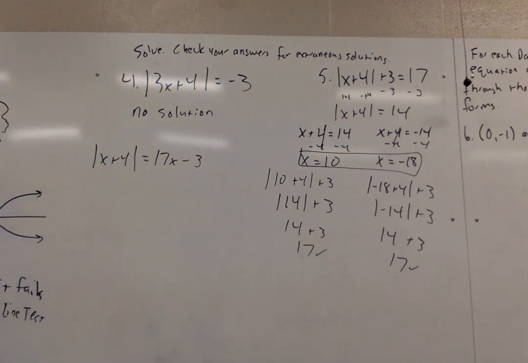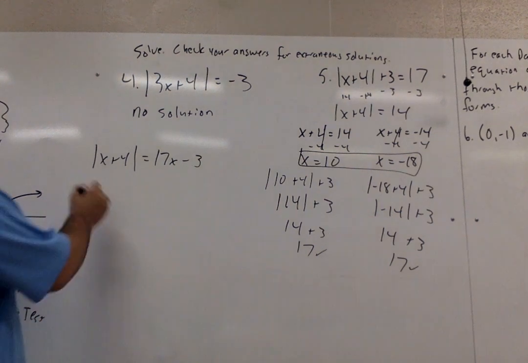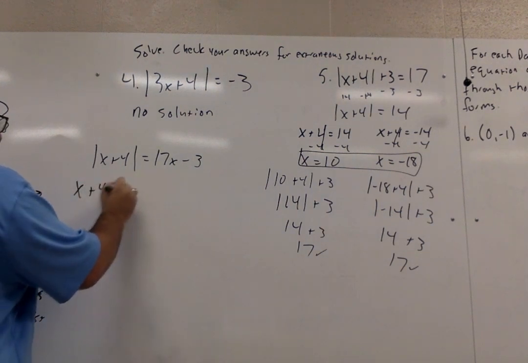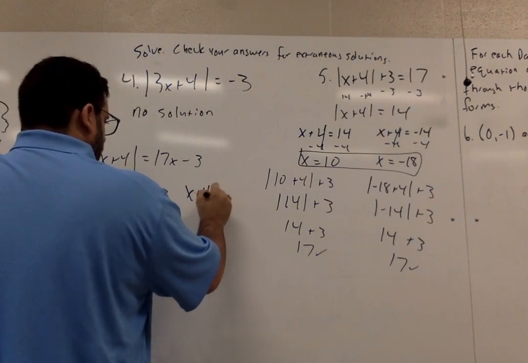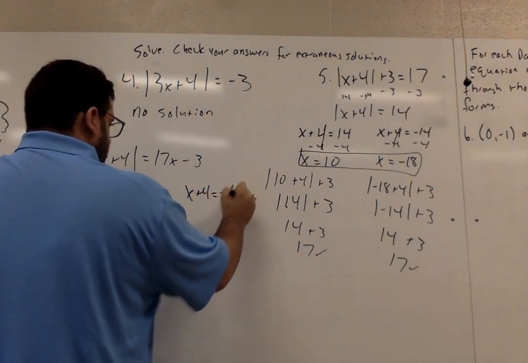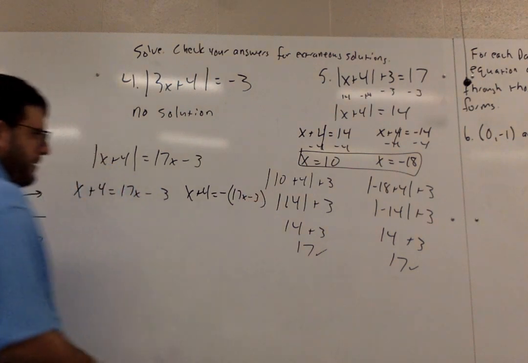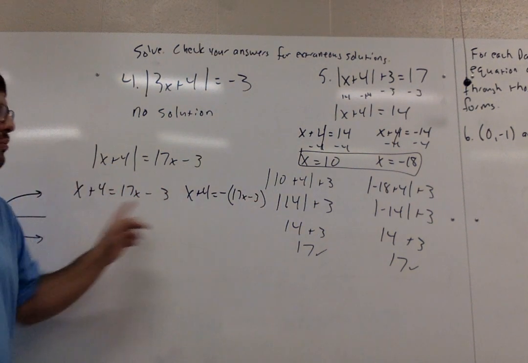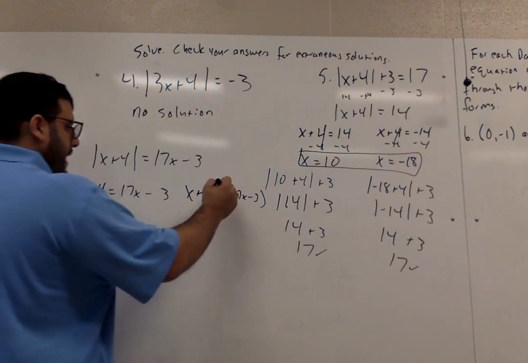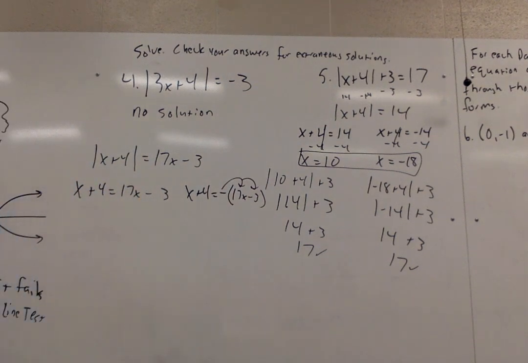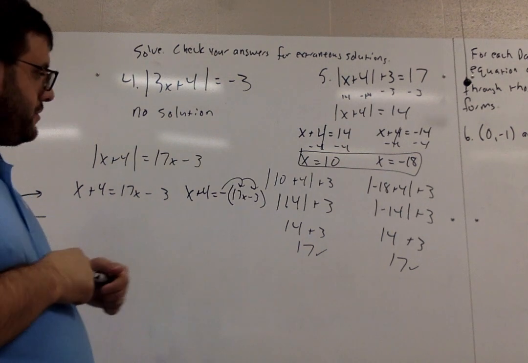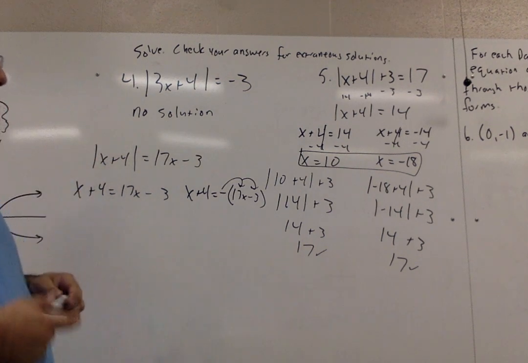Even something like this, you still have to split it up. x plus 4 equals 17x minus 3, and then x plus 4 equals negative, parentheses, 17x minus 3. Okay, you still have to solve each one. With this side, make sure you distribute that negative sign. And then, of course, once you solve, make sure you check your answers. Okay, so you may see a problem like this also.